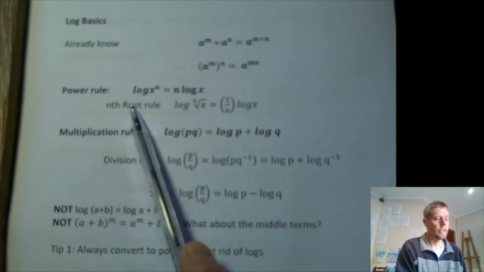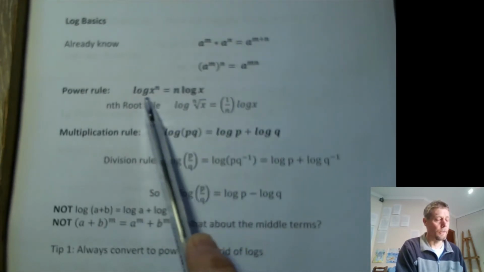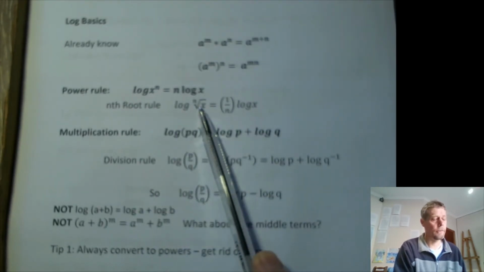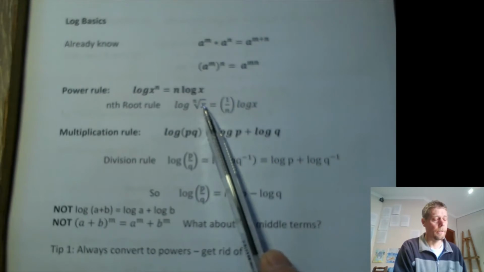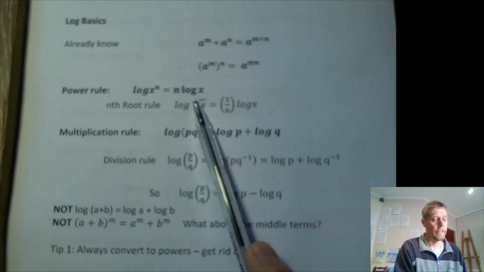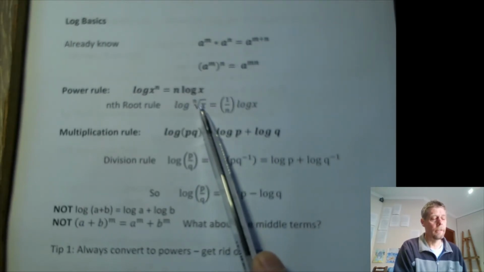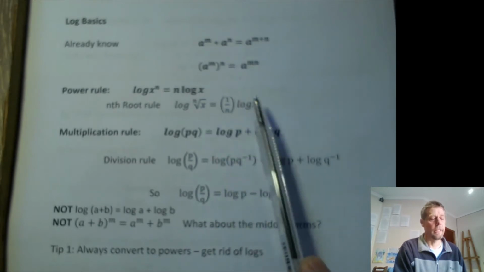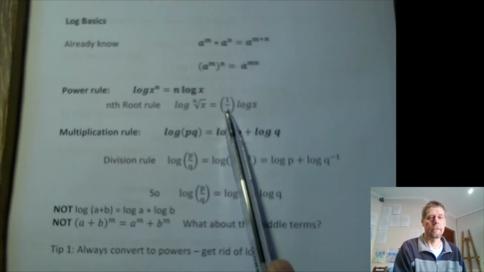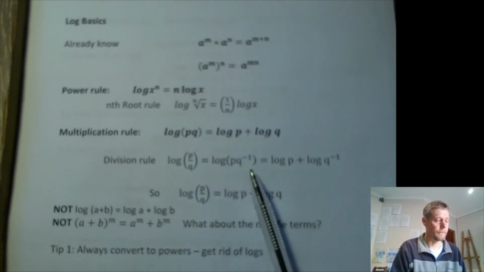And then there's the nth root rule, which says the log of the nth root of x is equal to 1 over n log x. Now you'll notice I didn't put the nth root rule in bold. Why is that? Because it comes straight from the power rule. Because the log of the nth root of x is equal to log of x to the 1 over n. And you're just bringing that 1 over n to the front, just like the power rule says you must.